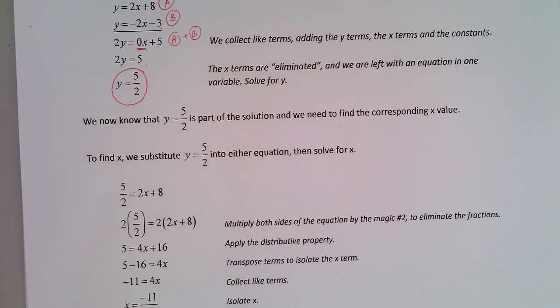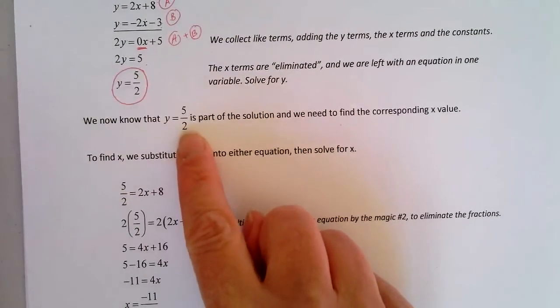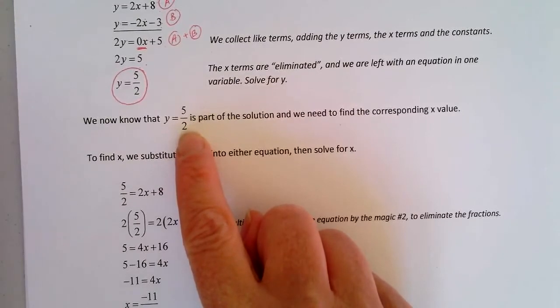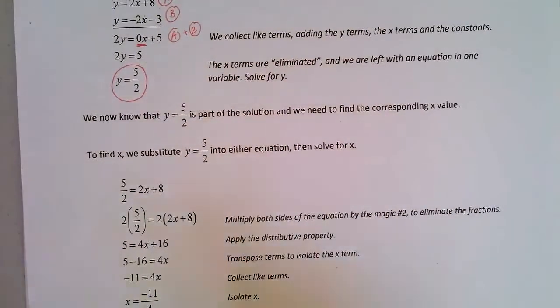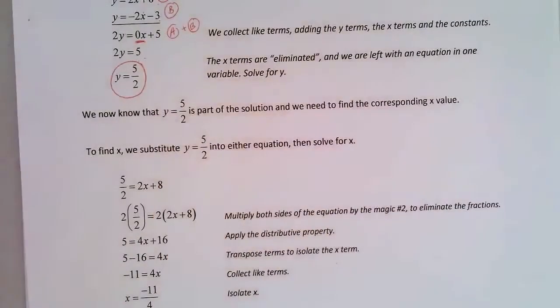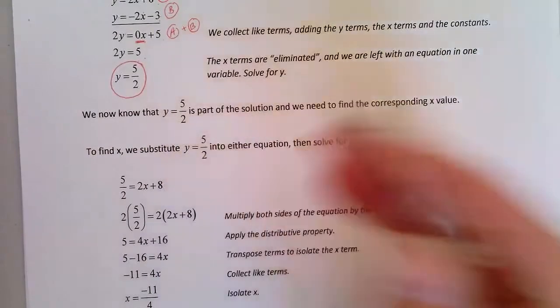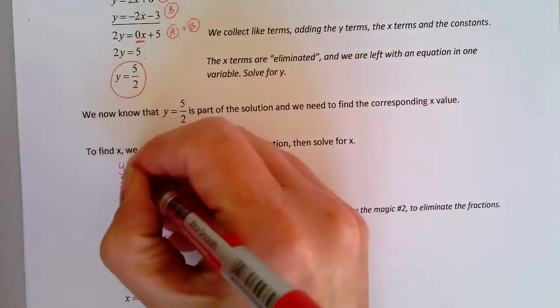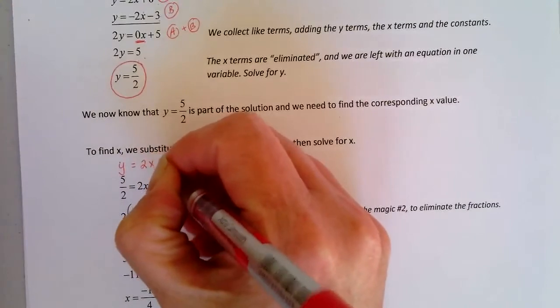Now we know that a solution has an x part and a y part because it's part of an ordered pair. So this is the y component of our ordered pair, and we need to find the corresponding x value that matches up. Because it's a solution and it belongs to both lines, we are going to take y equals 5 over 2 and substitute it into either equation to solve for x. I've chosen to use equation A. So equation A is y equals 2x plus 8.